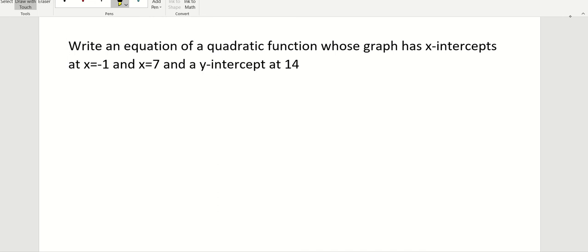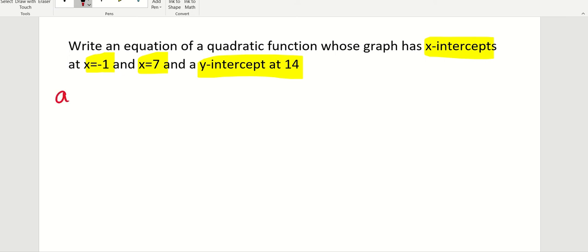So in this video, I'm going to explain how to write an equation of a quadratic function whose graph has the x-intercepts of x equals -1 and x equals 7, and also the y-intercept at 14. So these are just considered key attributes of a quadratic function. Technically, if you're given this information, how can you write an equation? So you have to think about the different forms that you have of quadratic functions.